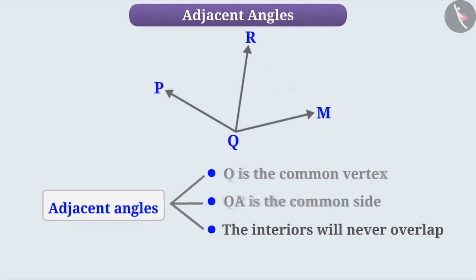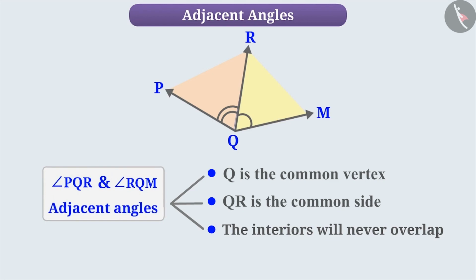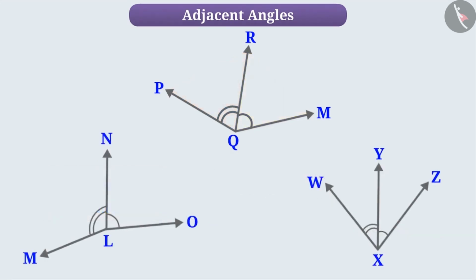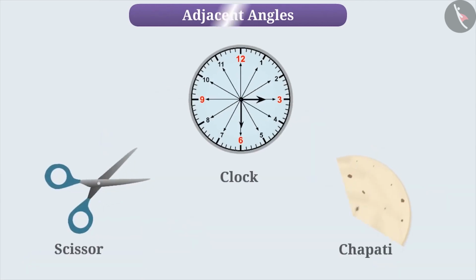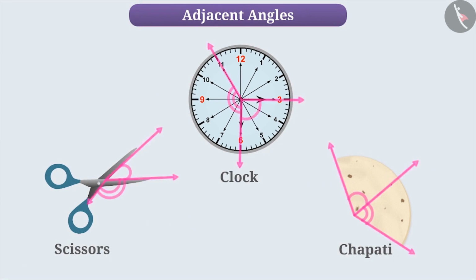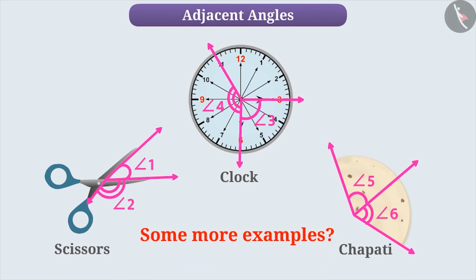Now look at this figure. You can see that here angle PQR and angle RQM comply with these three conditions. So this is also an adjacent angle. Similarly, some more examples of adjacent angles are as follows. If you look around, you will find adjacent angles in many objects. Some of these examples are as follows. Can you think of some more examples like this? Give it a try.